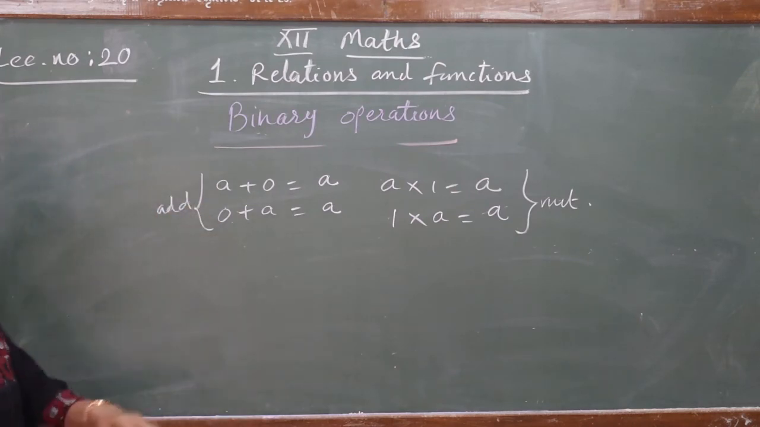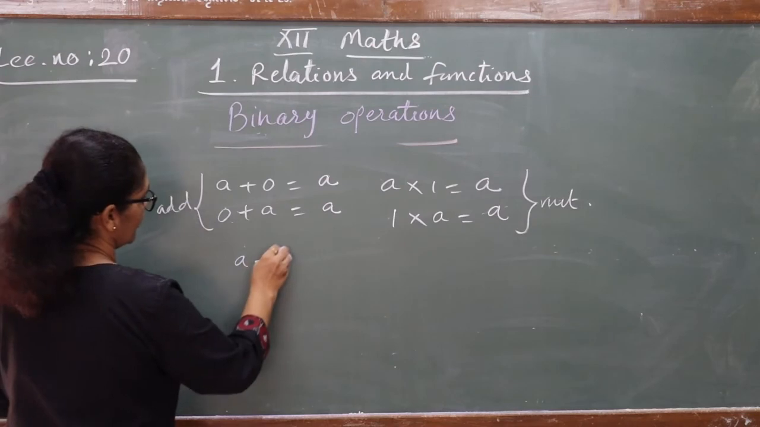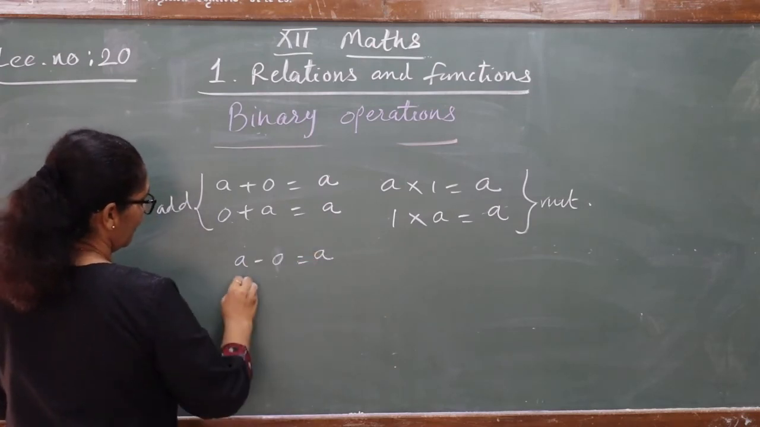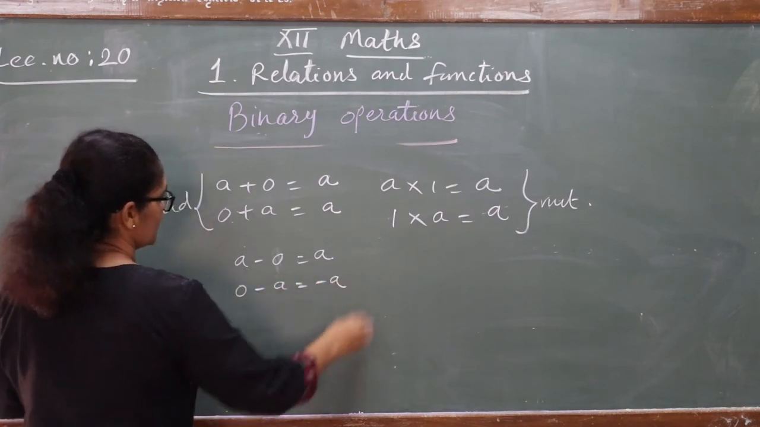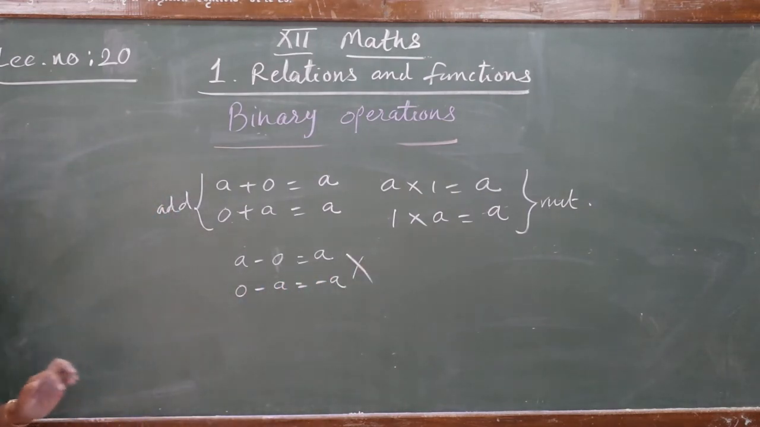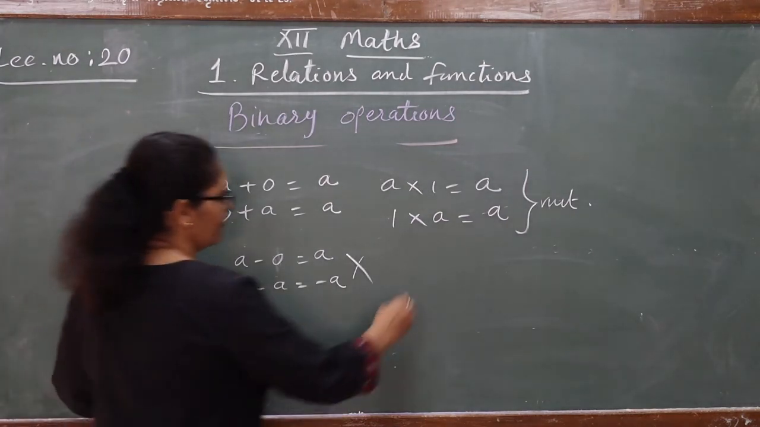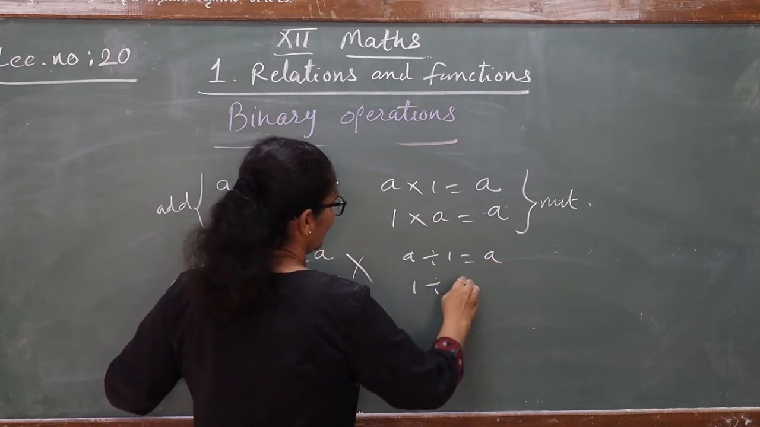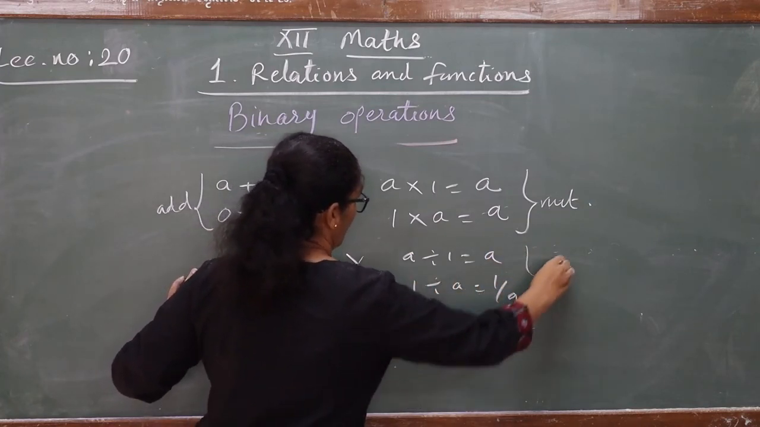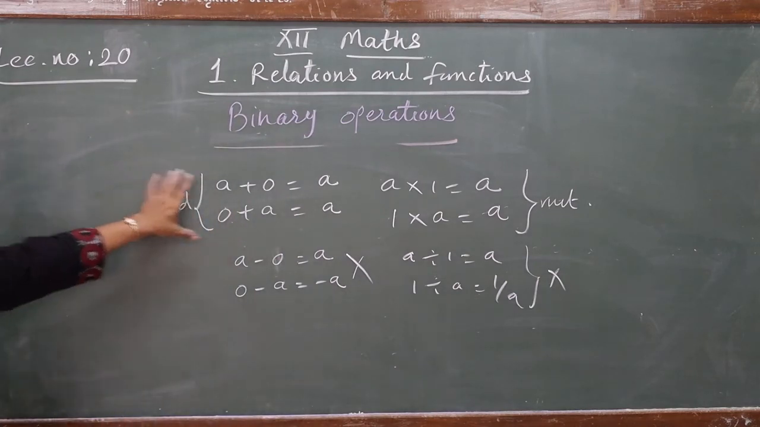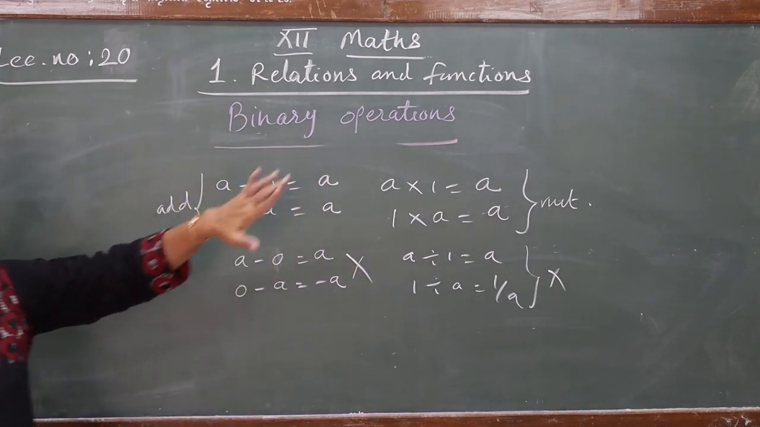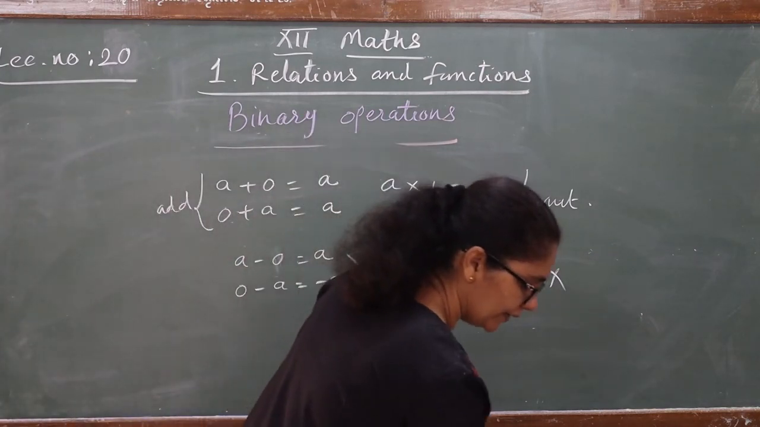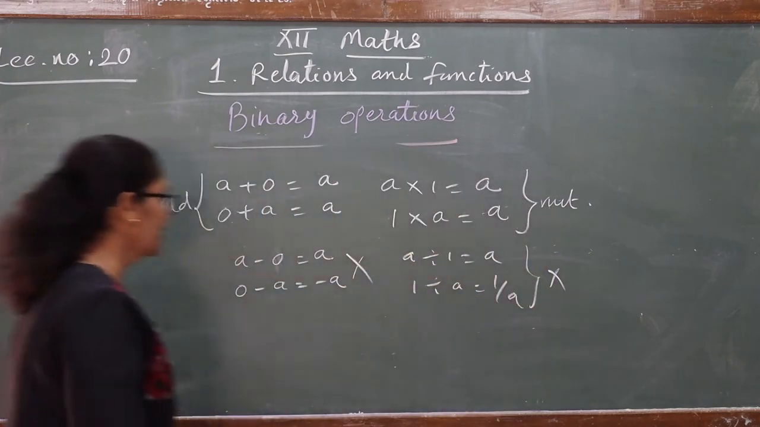But we have no number by which we subtract any number and get A every time. Suppose we subtract 0, then we get A, but if I write 0 minus A, then I get minus A. So there is no identity element for subtraction. In the same way, A divided by 1 is A, but 1 divided by A is 1 by A. So not for division also. So for addition and multiplication we have a neutral number or identity, but for subtraction and division we have no identity element. And the last topic is inverse.